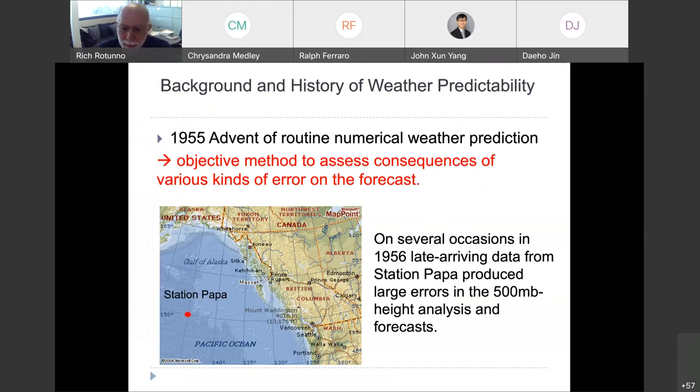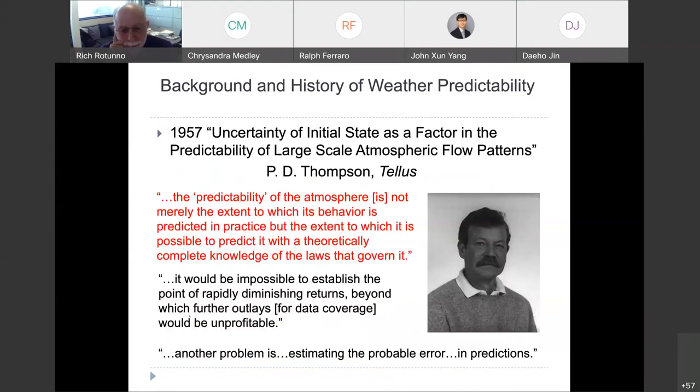On several occasions in 1956, late arriving data from station Papa in the middle Pacific produced large errors in the 500 millibar height analysis and forecasts. And this gave rise to some deep thinking on the subject. The first real deep think on this was due to Phil Thompson back in 1957. This is the first place, at least that I could track down, of the use of the word predictability in the sense that we use it today.